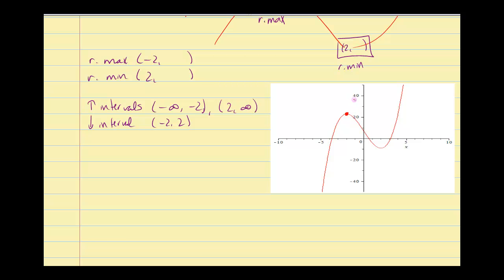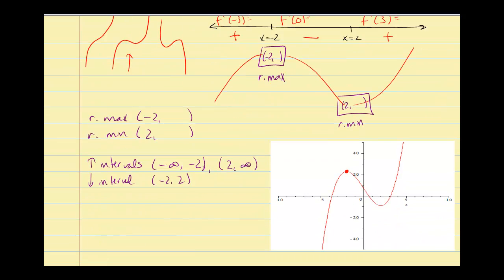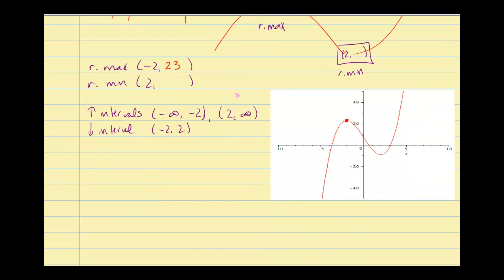Oh, we forgot to find the y value. In order to find the y value here, I plug -2 back into my original function of x cubed minus 12x plus 7, and I get 23 back out. And again, this is plugging f of -2 back into my original function. If I plug a +2 back in, I get a -9 back out. And again, this is found from plugging +2 back into my original function. So here's 2, and it does look like I have a relative min, a relative max. Now, it does look like on this particular interval, from -infinity to -2, my function is increasing.